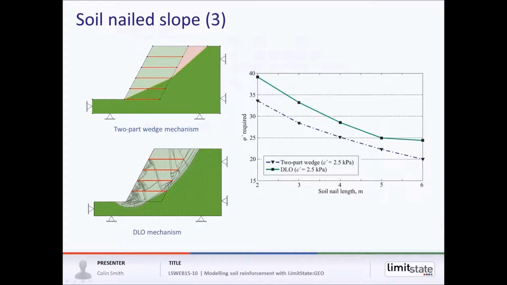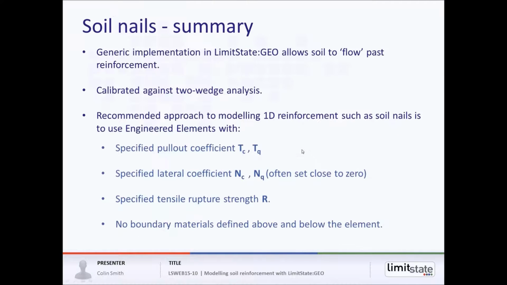and then the second part of the paper showed that if you actually allow the software to find the critical mechanism, which might be a lot more complicated, with a lot more slip lines, so for one of the parameter sets that were being looked at, you get a more complicated mechanism, then the software was able to show that it could find more critical mechanisms below the two-part wedge mechanism analysis. So that pretty well covers what I want to say about one-dimensional reinforcement, so things like soil nails.